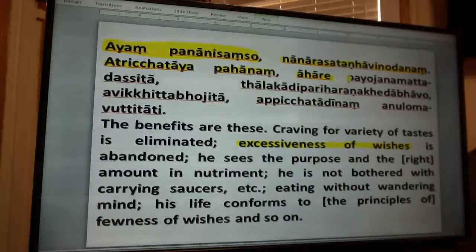Ahari. Ahari means a kind of food. Payojana Matta Dasita. Matta means only. Payojana means the right amount. Ahara is nutrition, isn't it? Nutrition. So he all the time, Dasita means see or look. He all the time looks at or sees the purpose and the right amount of nutrition only. Nutriment. Ahari. Yeah. No need for extra or a different kind.